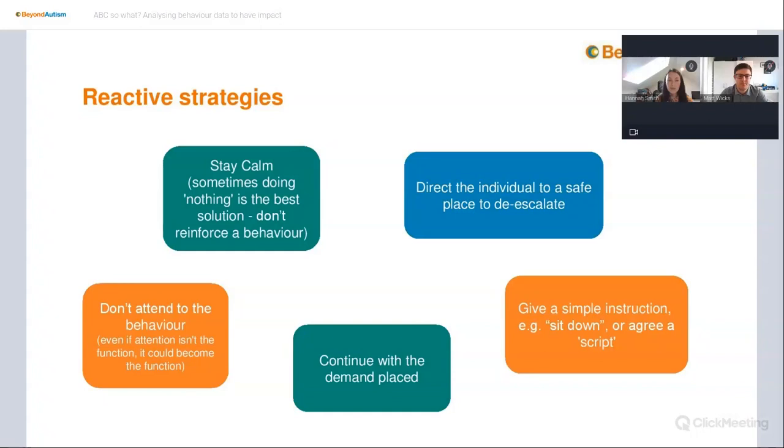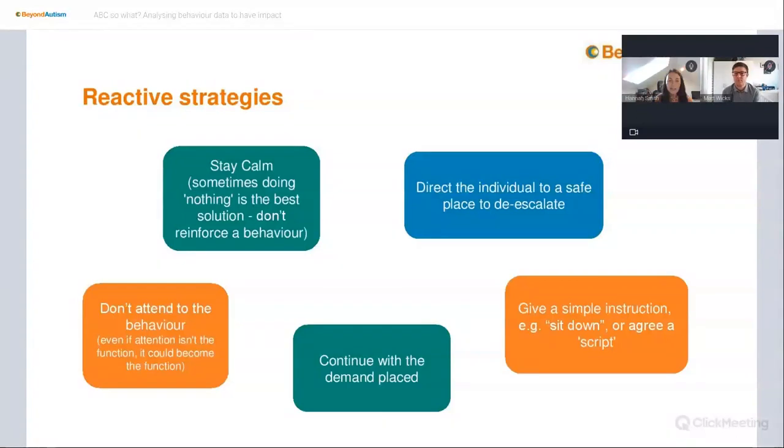And it also means that you don't potentially reinforce a behaviour by adding any attention or extra things to that situation. If it's safe to do so, direct the individual to a safe place. Giving simple instructions if you need to give instructions, so sit down, or agreeing a script across the staff members working with that child, so that every single time everyone's saying the same thing and it's really consistent.